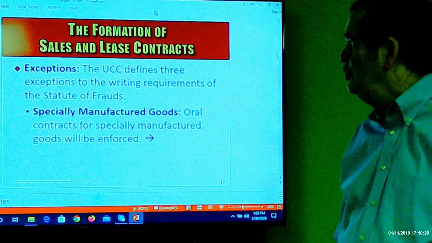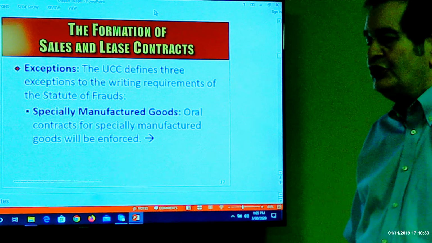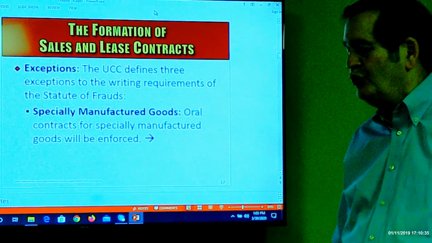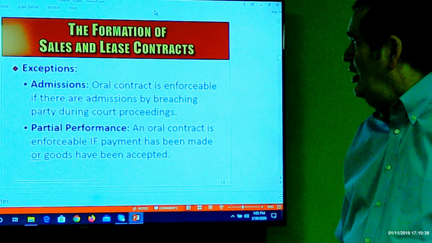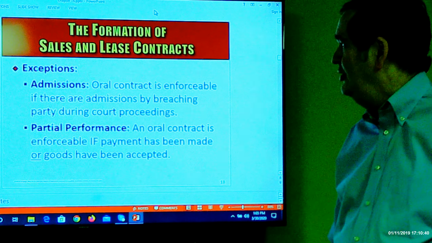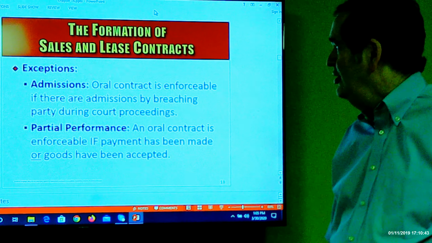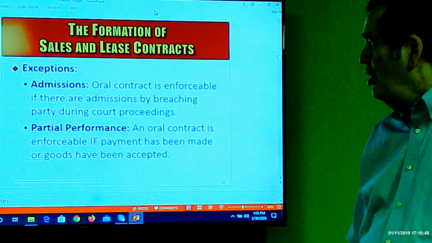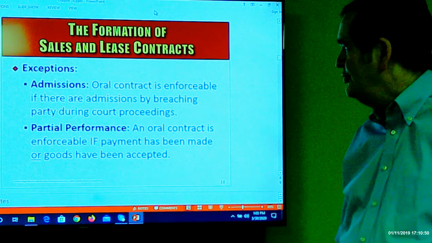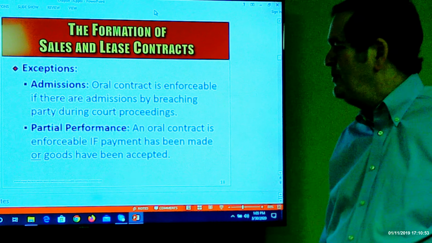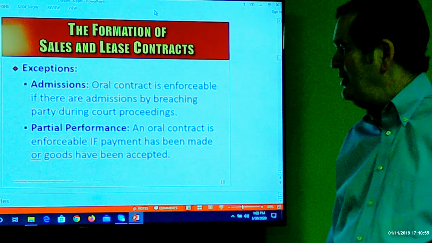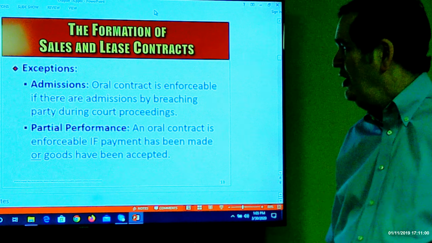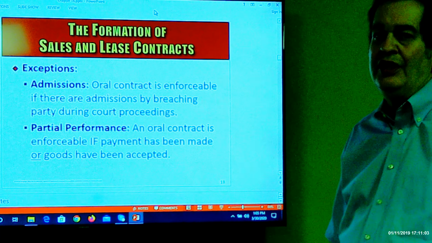Some exceptions to the writing requirement: specially manufactured goods. Oral contracts for specially manufactured goods will be enforced. Admissions, where there is an admission by a party who's breaching the contract, then that will be enforced. In situations of partial performance, if payment has been made or the goods have been accepted, the courts may enforce the contract even though it is not in writing and would otherwise violate the statute of frauds.